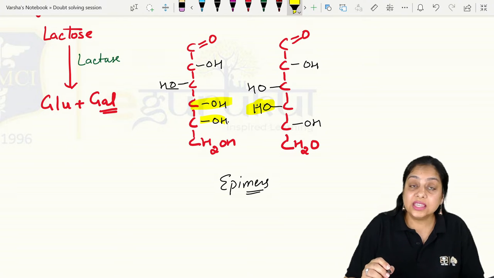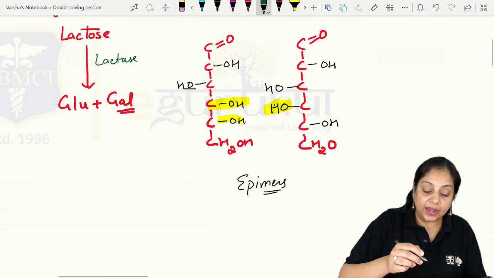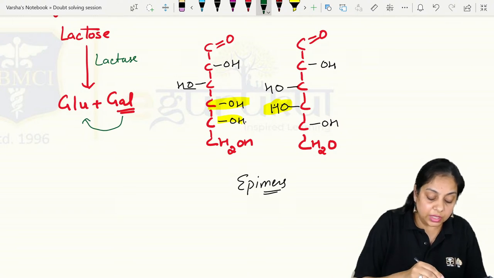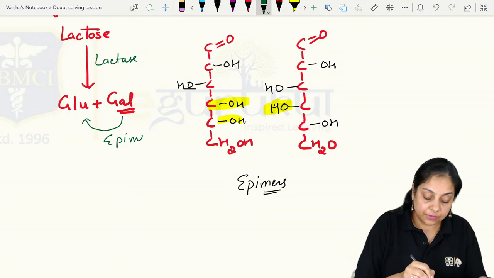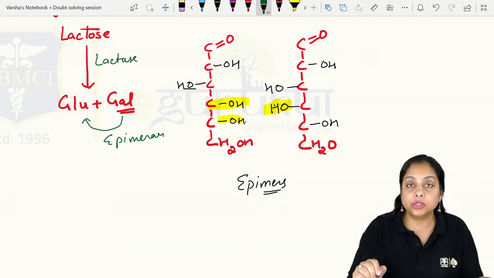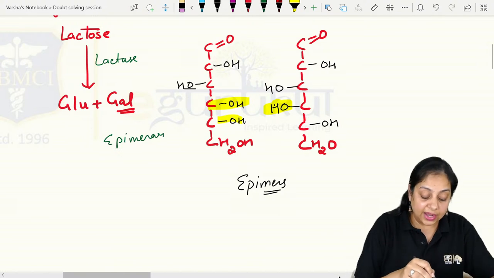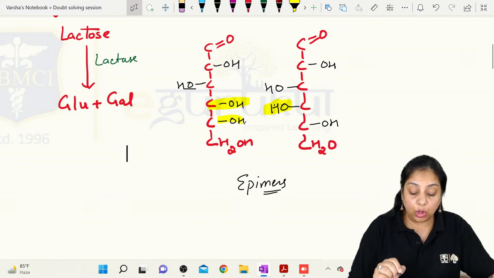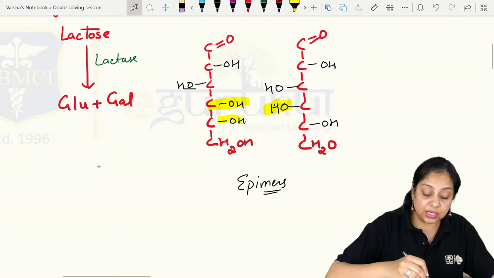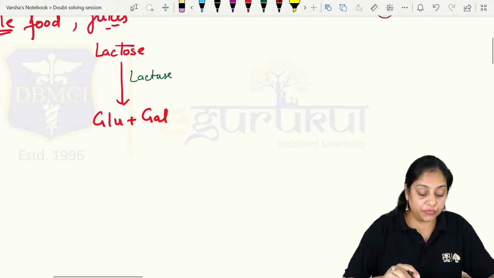So they are C4 epimers of glucose. If you have to consume galactose in the body, you need to convert it into glucose. An easy way to say it is that you can have the enzyme epimerase just convert galactose into glucose. Actually, my dear, that does not happen directly as such. There is an entire mechanism to convert galactose into glucose, another high yield topic. So you know they are epimers of each other, right?